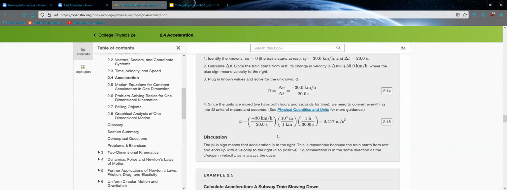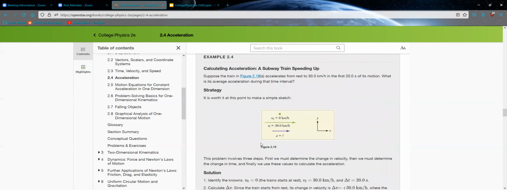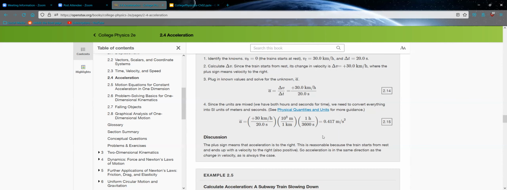But at the end, we find out that if this train starts at rest and after 20 seconds is at 30 kilometers per hour, that means it accelerated at 0.417 meters per second squared. That's the math.